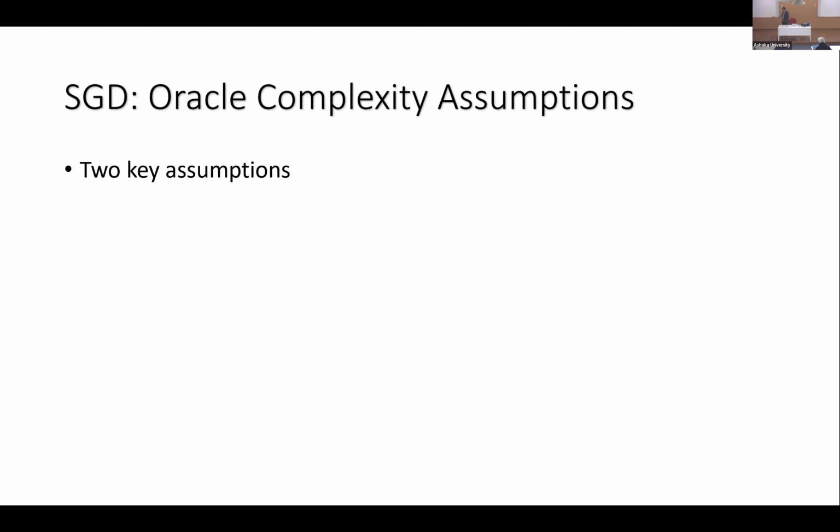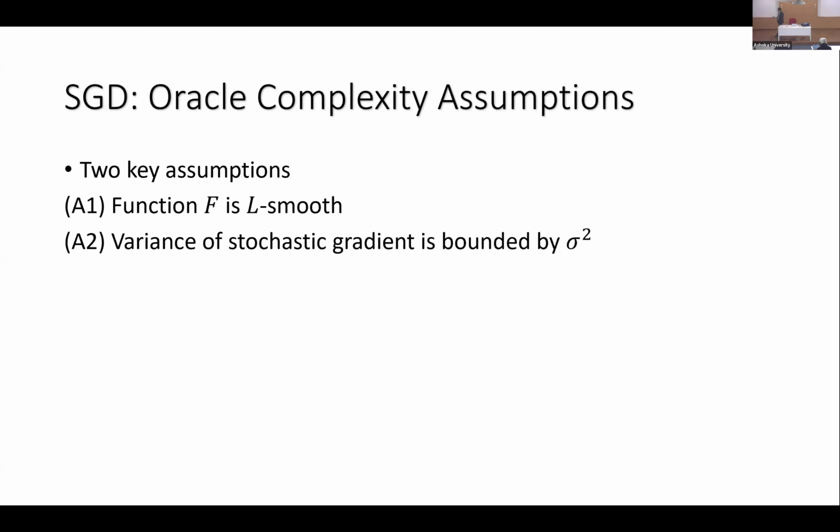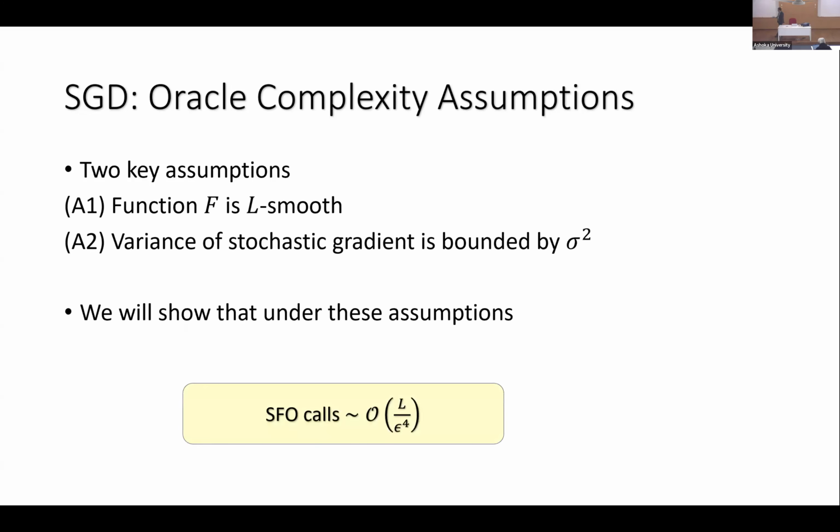So if we derive the SGD oracle complexity, again, don't worry if you don't understand it in the first go. Just 2-3 steps really. We'll assume two things: that the function is L-smooth and the variance is bounded by sigma squared. Just for simplification, we have taken that under these assumptions, the oracle complexity is actually L by epsilon raised to the power 4.